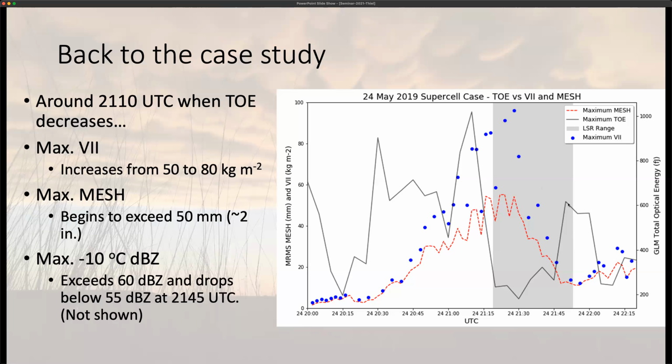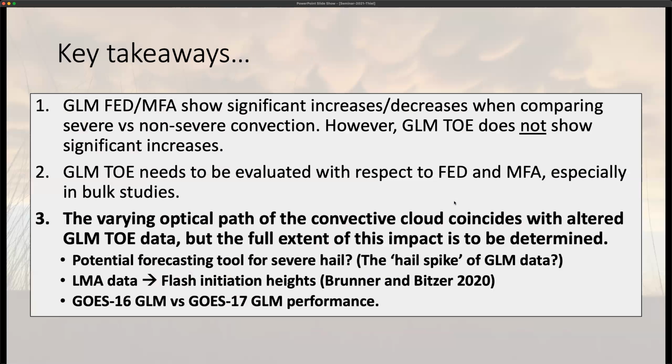And so the question is, what really should that value of optical energy be in this area? Should there have been a higher range and then a drop off? Is there more light that should have been captured depending on the varying optical depth and the perspective of the GLM of this convection? So the last key takeaway is that the varying optical path of the convective cloud does appear to coincide with altered GLM total optical energy data. But the full extent of this impact is really to be determined because we couldn't figure that out in the bulk study itself.